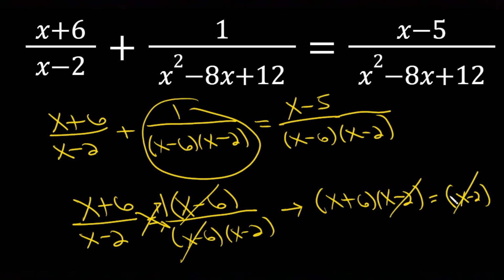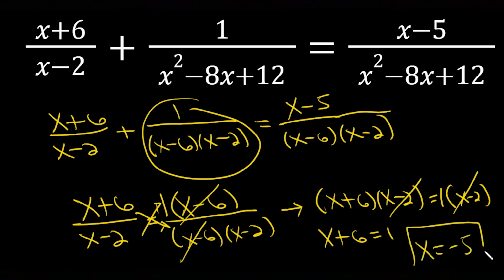Now remember, you do have a 1 here, okay? So don't put 0 there. There is a 1. And then I'm going to rewrite the equation as x plus 6 equal to 1. And then finally, solving for x, you get x is equal to negative 5, okay?